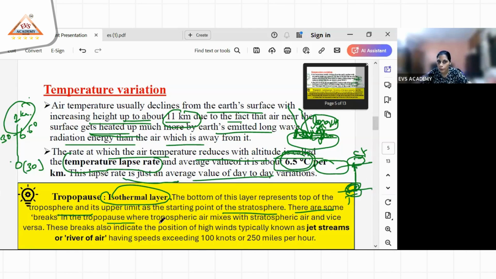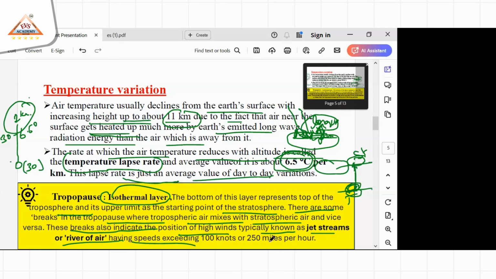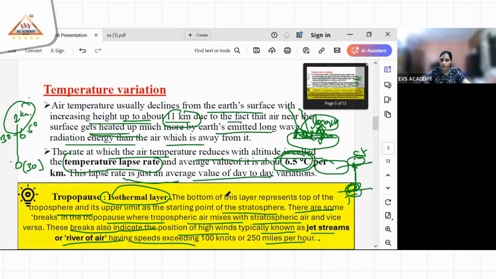There are some breaks in the tropopause where tropospheric air mixes with the stratospheric air and vice versa. These breaks also indicate the position of high wind, typically known as the jet stream. These are the jet streams which are present in the polar regions. You don't have to go into detail about the jet stream; this is for geography and environmental science students. Having speed exceeding 100 knots or 250 miles per hour. So this is about the tropopause.